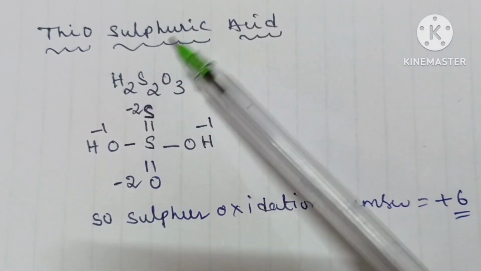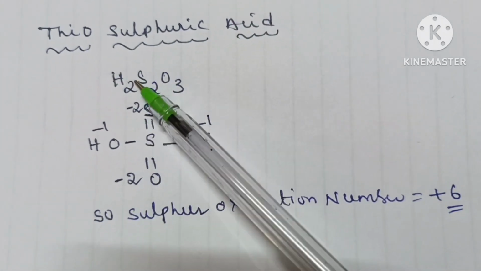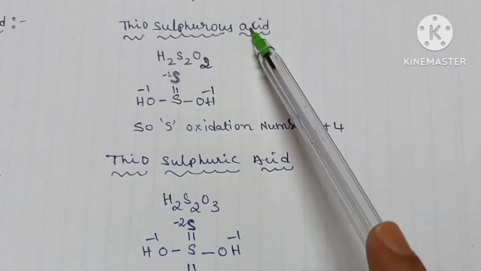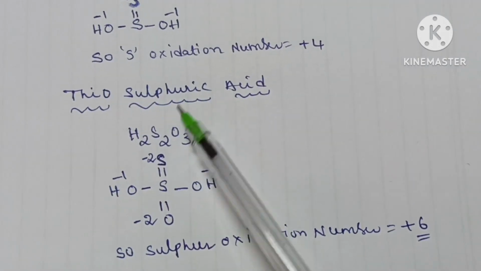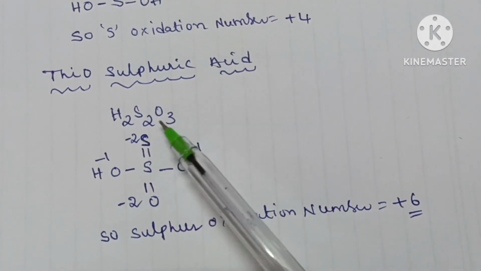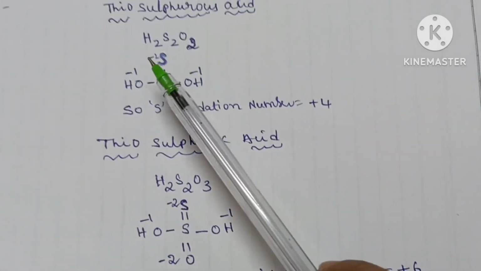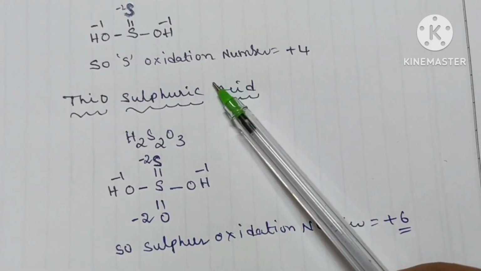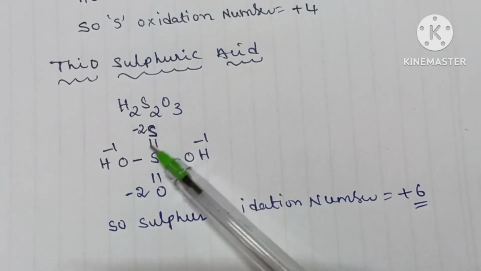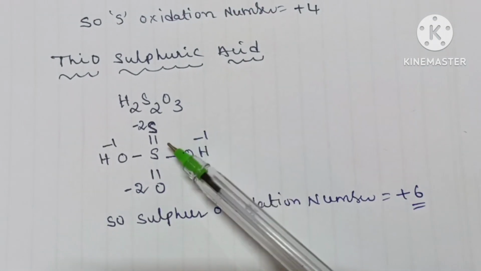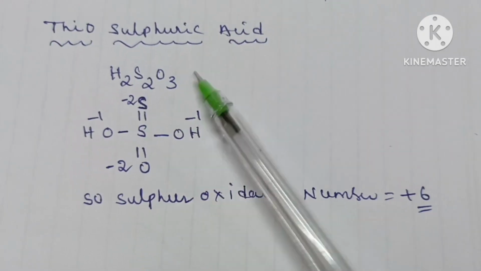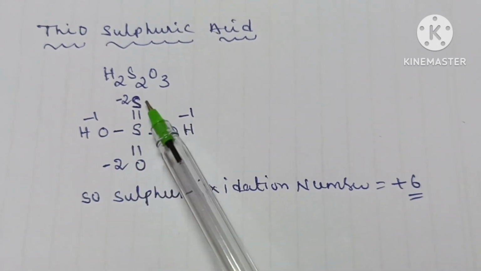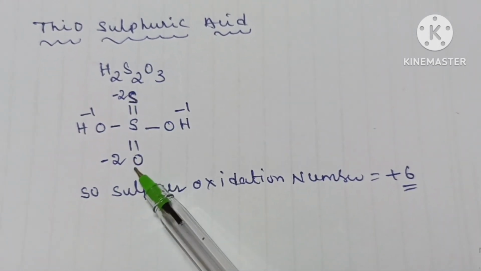Thiosulfuric acid formula is H2S2O3. Compared to thiosulfurous acid, in this thiosulfuric acid one oxygen is added. Thiosulfurous acid is H2S2O2; in H2S2O3, one extra oxygen is added. So you draw the structure the same way. Sulfur is attached with 2 OH groups, attached with 1 sulfur, and another oxygen is added.